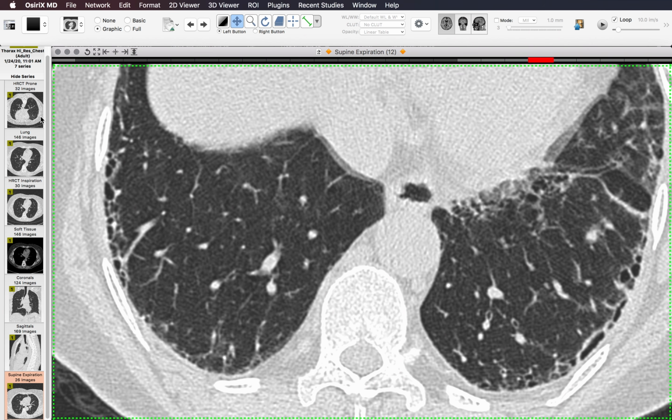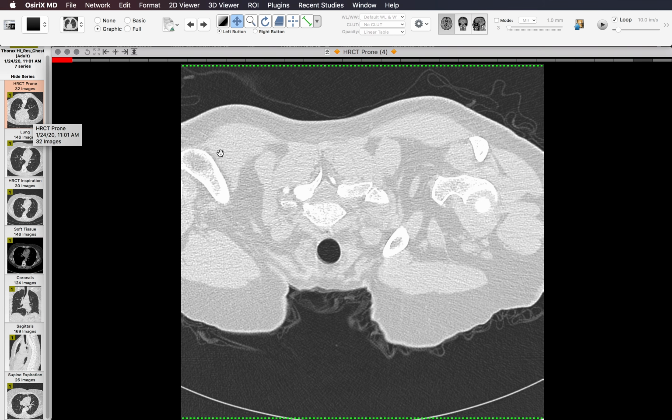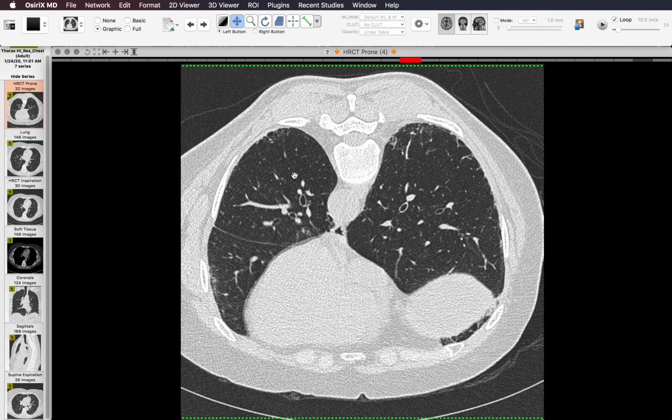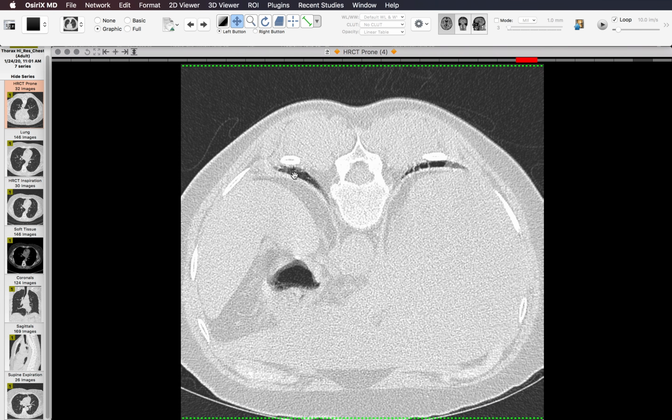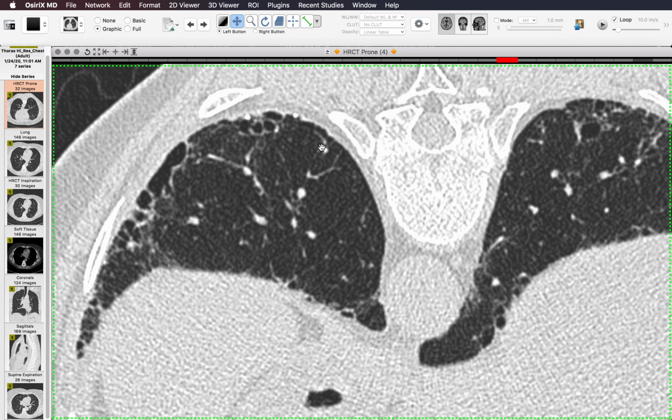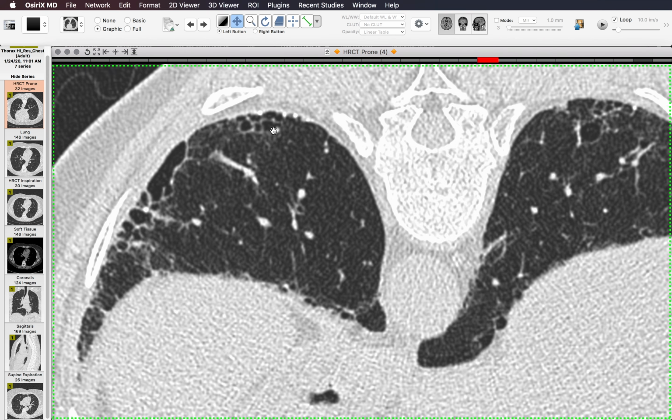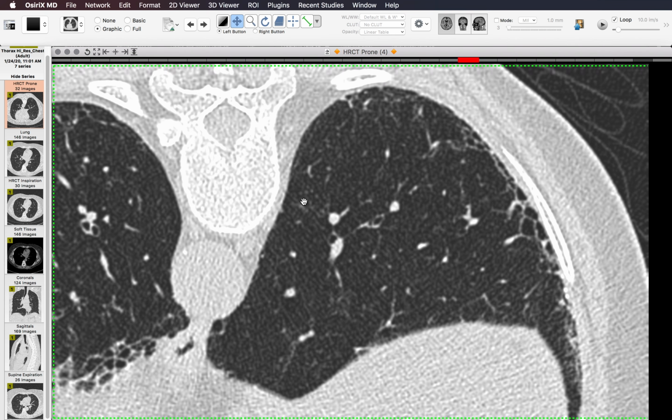Now, I can confirm that with some other views, like I have these prone images here. And on the prone images, that finding persists of these dilated air spaces with well-defined walls. So in this case, I'm very certain that this is honeycombing, despite the fact that we only have 1 layer.